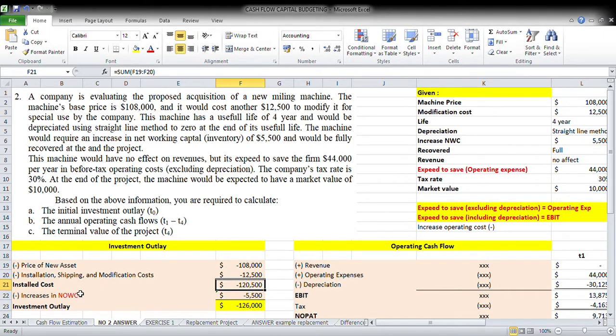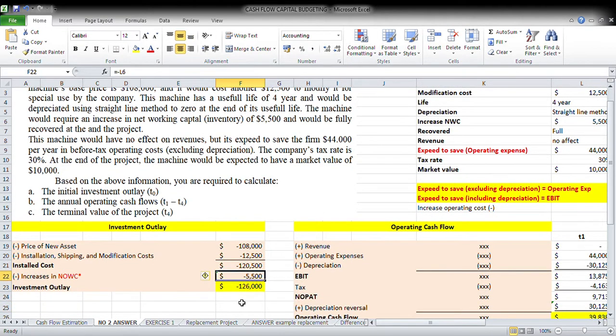The installed cost is the amount used to calculate the depreciation. This is the acquisition cost we use to calculate depreciation, the installed cost. The increase in NOWC is 5,500, and the result is minus 126,000. Okay, this is the easier one.